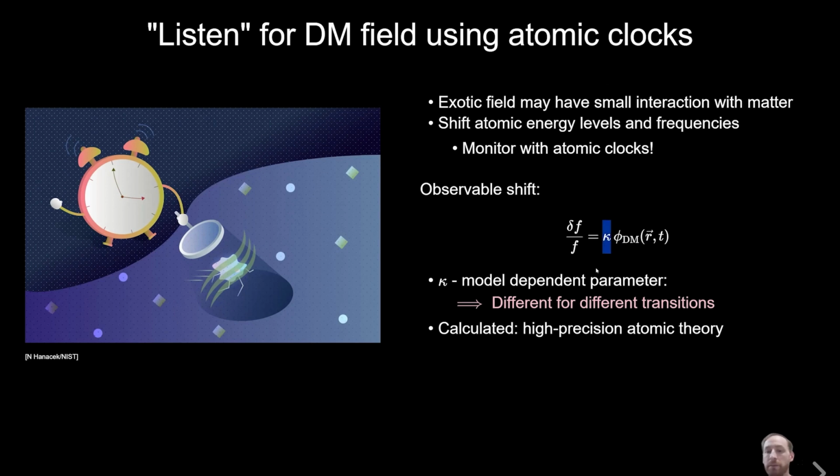It will also depend on some model-dependent parameters, which we refer to as sensitivity coefficients. These are model-dependent, of course, and for a given model, they can be calculated, for example, from high-precision atomic structure theory. So given some model, we can calculate what the shift in atomic energy levels would be.